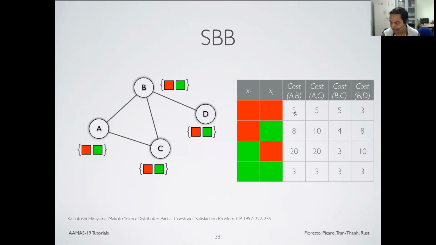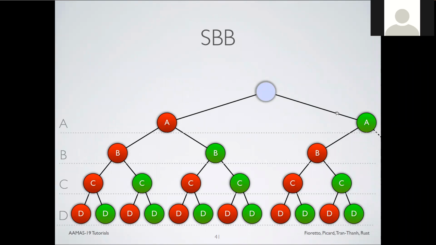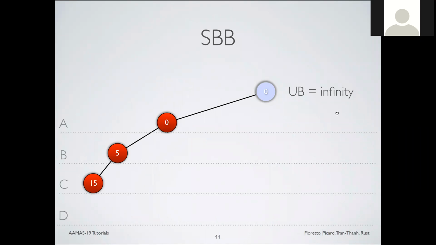AB red 5, BC red 5, and also we are having AC red. So the associated cost will be 5. So 5 plus 5 plus 5. Sir, because the direct connection is there, that's why I am taking. No, because the assignment is there, we are putting the values for the assignment. We are putting the cost with the assignment.